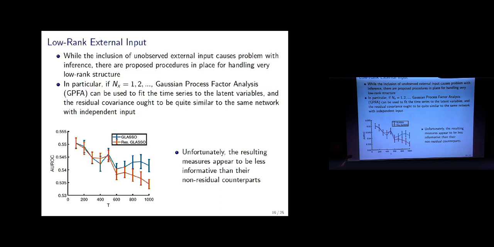And so here you can see Glasso used on the residuals before and after an application of GPFA, and the overfitting from GPFA causes it to decay a little lower. It's also a very, very slow algorithm for larger networks. So it's not considered practical currently.